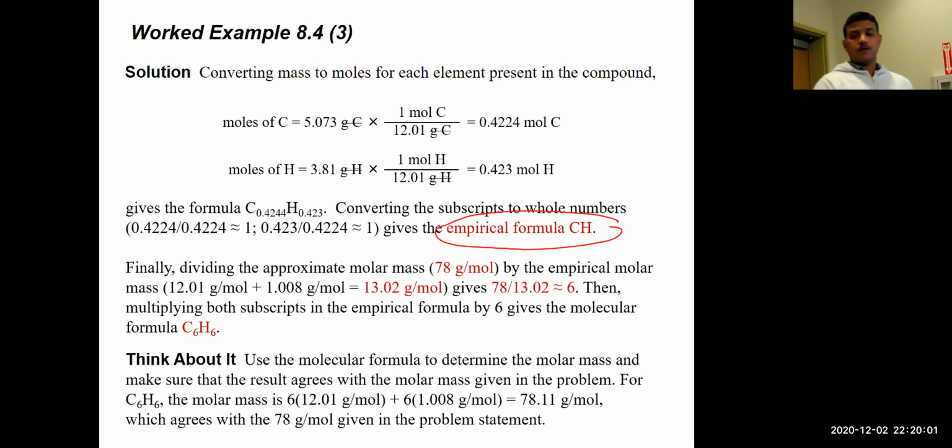Now we were told that the molecular mass of benzene is 78, and CH is going to weigh about 13 grams. 78 over 13 gives about 6. So you're going to multiply CH with 6. So you will end up with the molecular formula of C6H6. That is how you would use the combustion analysis technique to identify the empirical formula and the molecular formula of a compound.